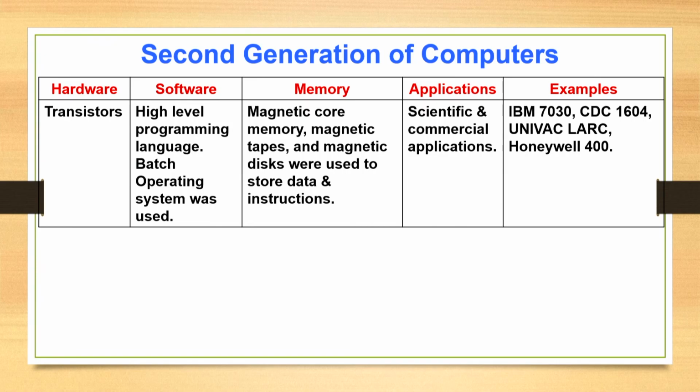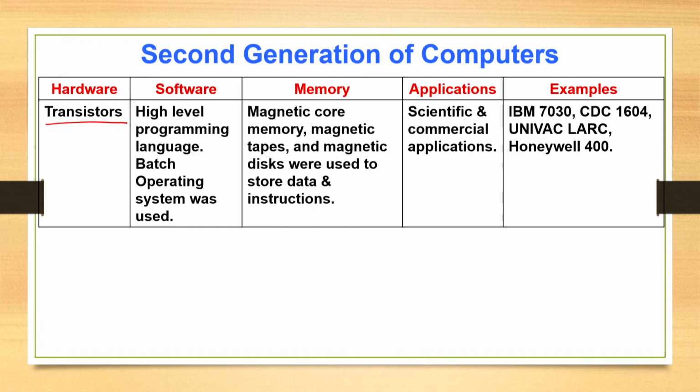Next we come to the second generation of computers. In the second generation of computers, the hardware that was used was transistors, and here high level programming languages were used and a batch operating system was used. The memory that was used was magnetic core memory, magnetic tapes, and magnetic disks to store data and information.